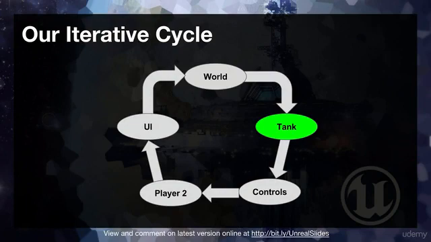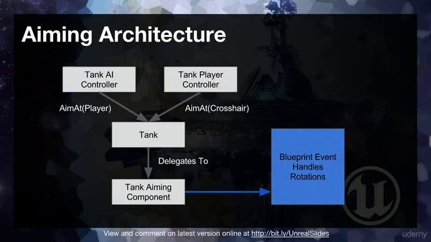Okay, so let's talk about our iterative cycle just to get a handle on where we are. We've kind of been around this once, and we're going to have another look at the tank now in a bit more detail. So this is our aiming architecture. I'm sorry I can't build this up bit by bit, but it's a limitation of Google Slides. So how are we going to do this? Well, let's start at the top.